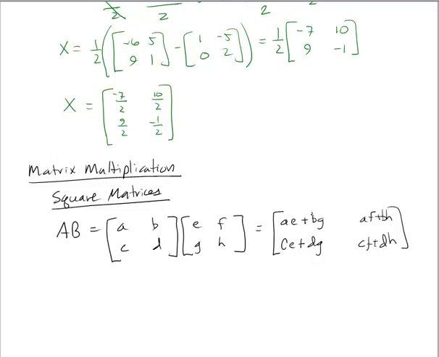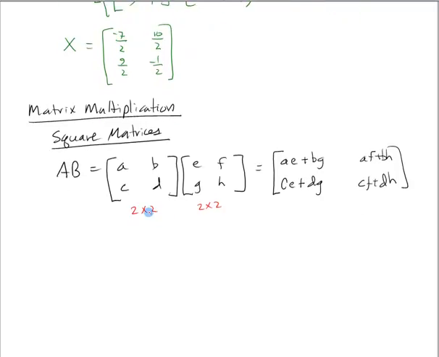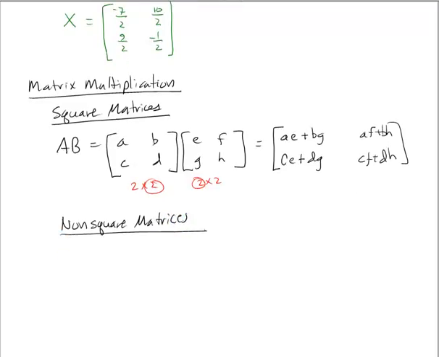Now these are 2 by 2 matrices, so they're pretty easy to work with. Remember, this was 2 by 2 and 2 by 2. Well, apparently the only way this is going to work for any other dimensions of matrices is if these two values in the middle are the same. So let's have a look at that and see if that makes sense. We're going to go to non-square matrices.